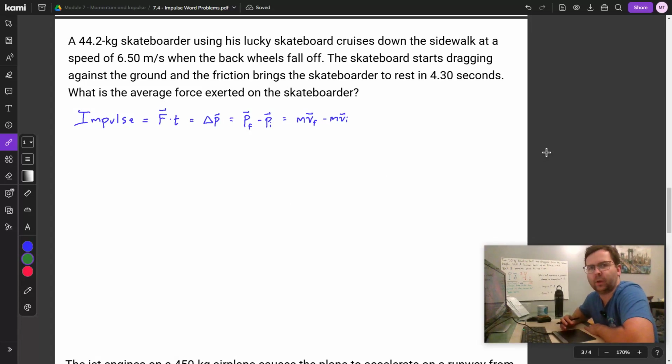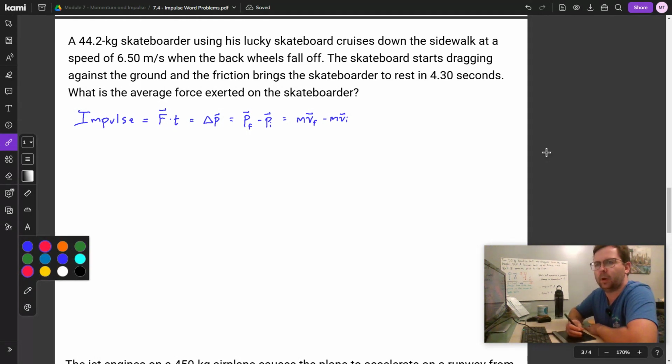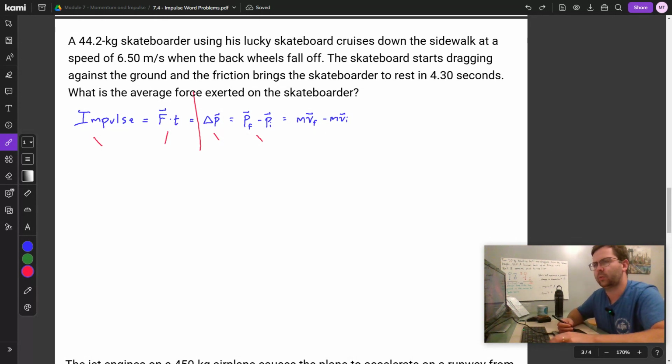Hi. In this video, we're going to look at a third example of solving problems using impulse and the change in momentum. I've already written out the full expression of the relationship between impulse and the change in momentum. On the left side, I have impulse and force and time. And on the right side, I have change in momentum. There's different ways you can write that. So that's what this really long equation basically says. All of these quantities are equal to each other. So let's get started with the problem.